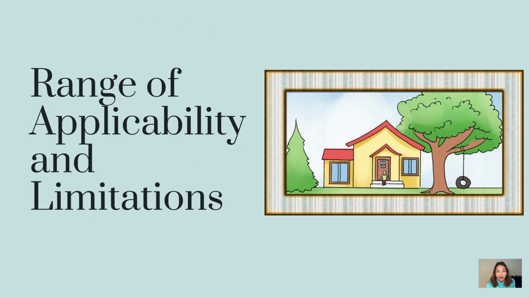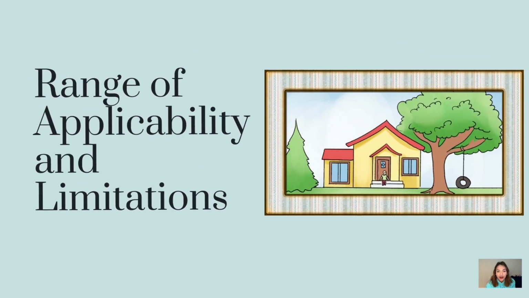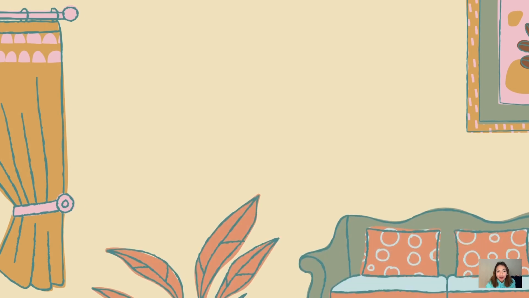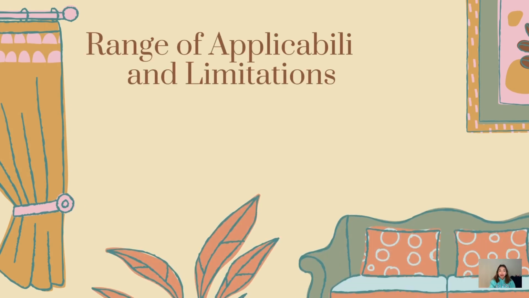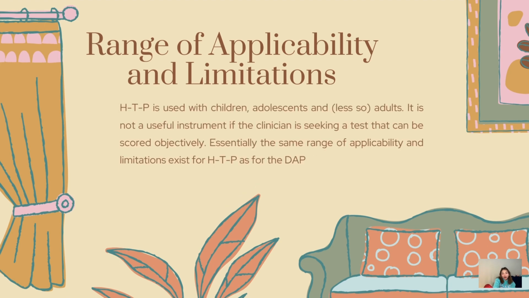Okay, so the range of applicability and limitations. A house-tree-person is used with children, adolescents, and lastly, adults. It is not a useful instrument if the clinician is seeking a test that can be scored objectively. Essentially, the same range of applicability and limitations exists for the house-tree-person as for the draw-a-person test.